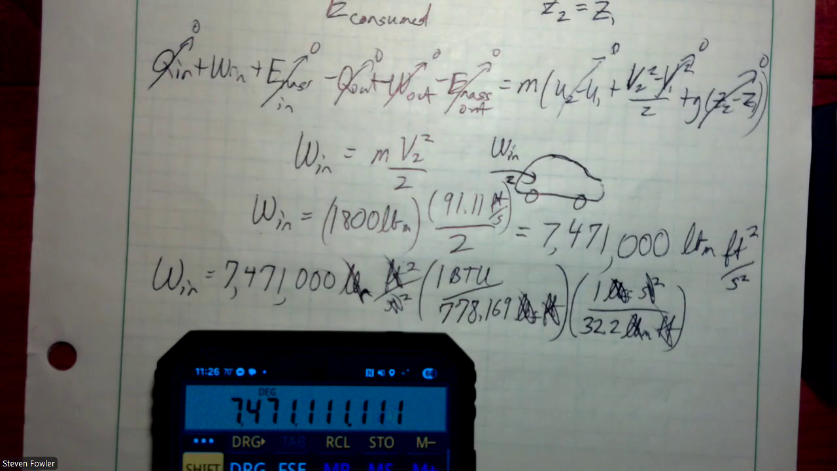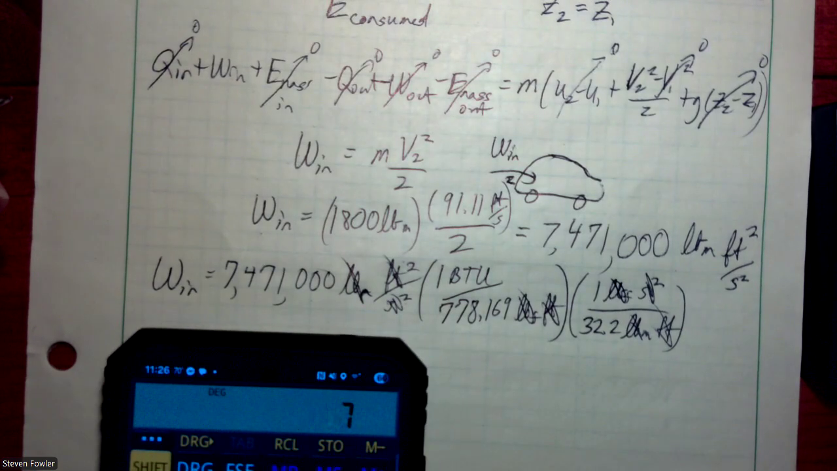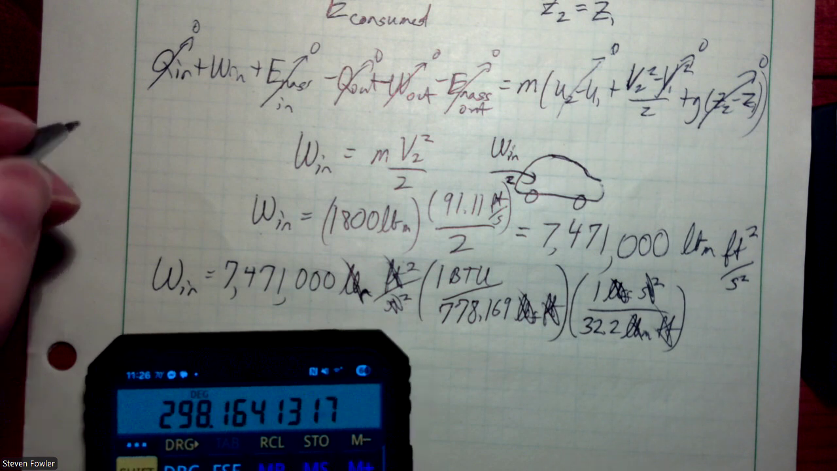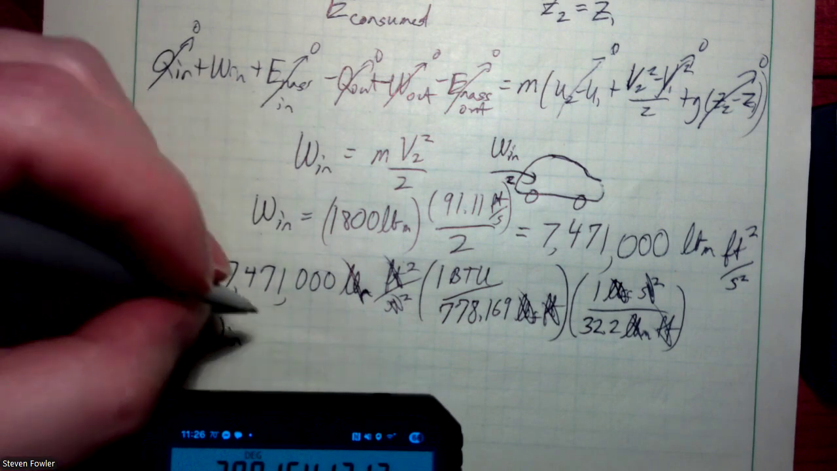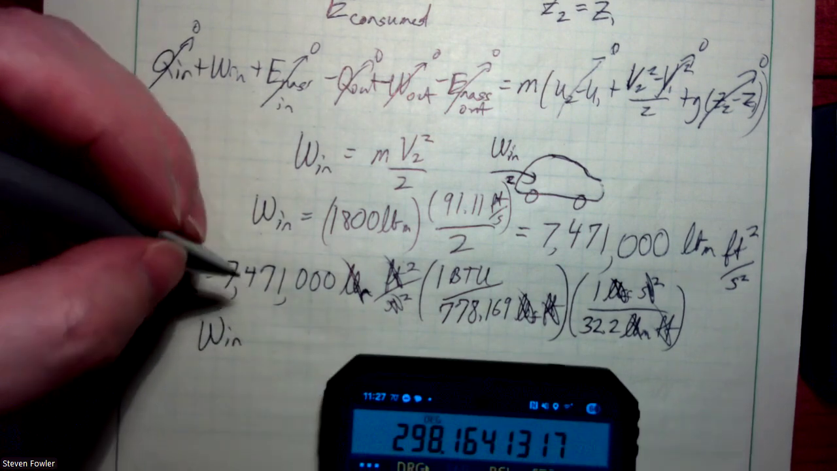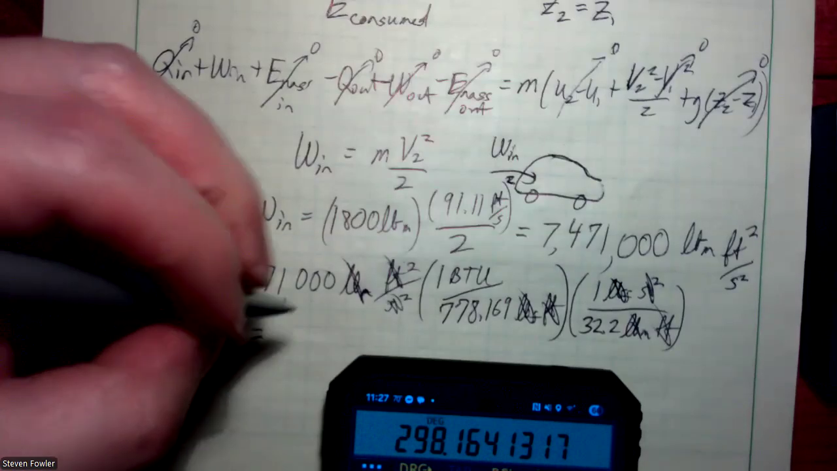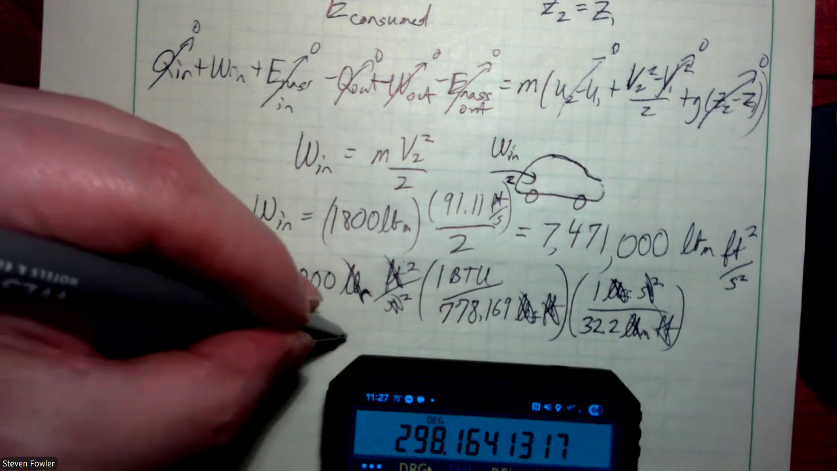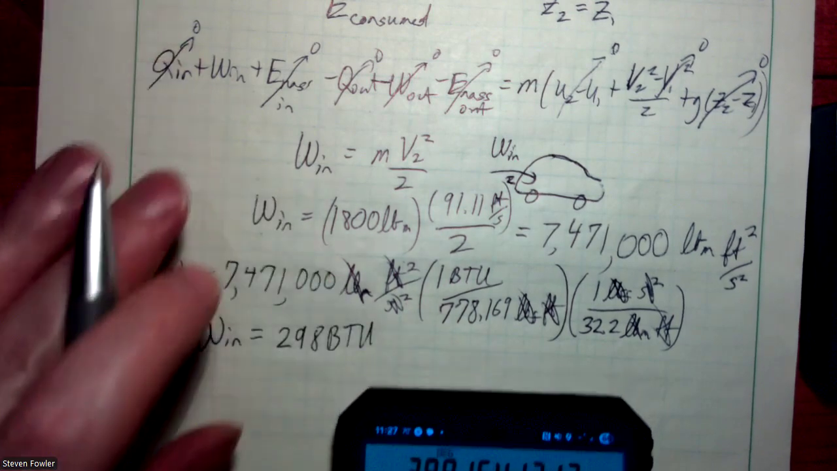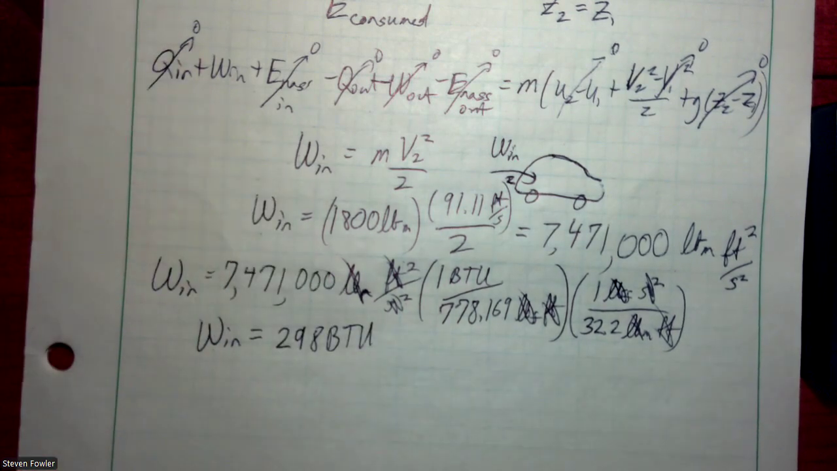So this number divided by 778.169, and then also divided by 32.2. The minimum work that we would need to accelerate this car up to that speed is about 298 BTUs. All right, are we done? Is that our answer?